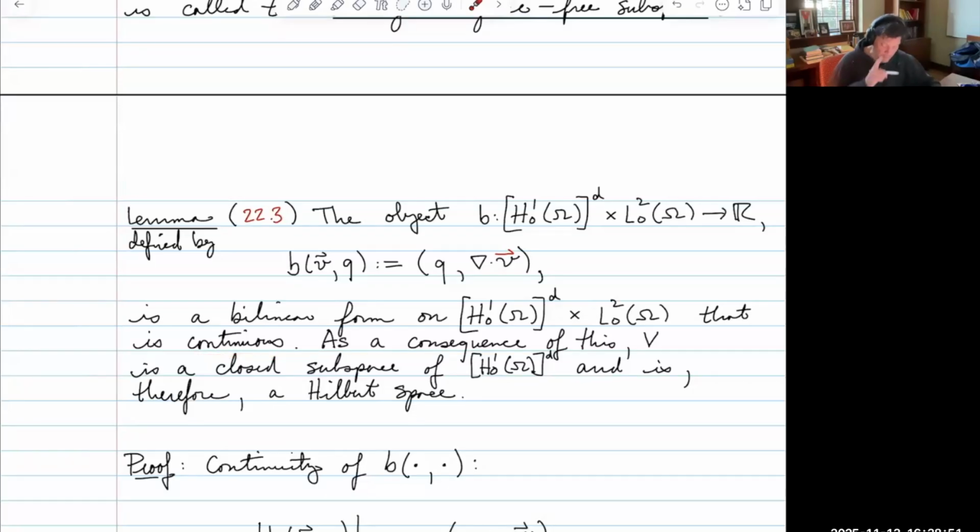Okay, and I'll show you what we mean by continuous. As a consequence of the fact that it's continuous, V is a closed subspace of this vector space, or of this Hilbert space, actually. I didn't say that before, but this object here is a Hilbert space. And any closed subspace of a Hilbert space is itself a Hilbert space. All right, so how do we prove this?